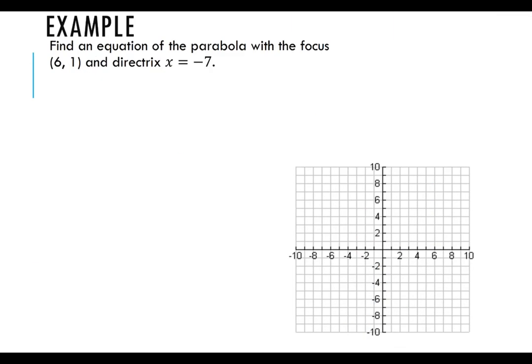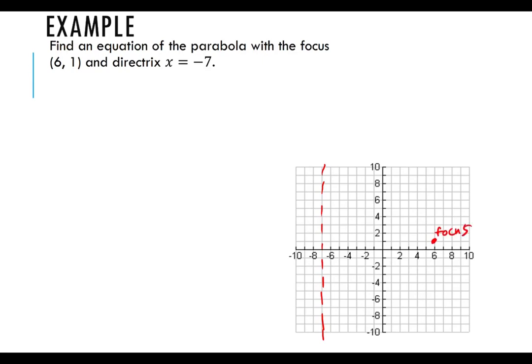Now we want to find an equation of the parabola with the focus (6, 1) and the directrix x equals negative 7. Our directrix is a vertical line, and our focus is (6, 1). Right here, this is the focus.